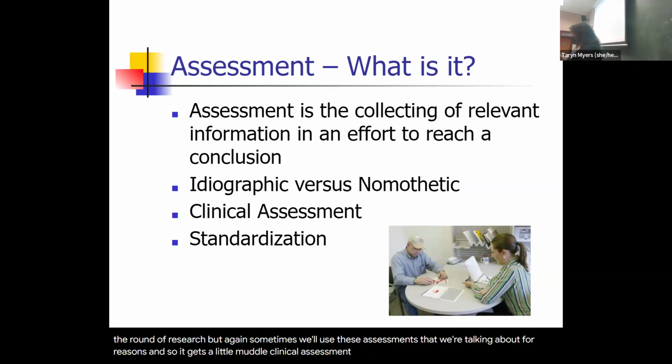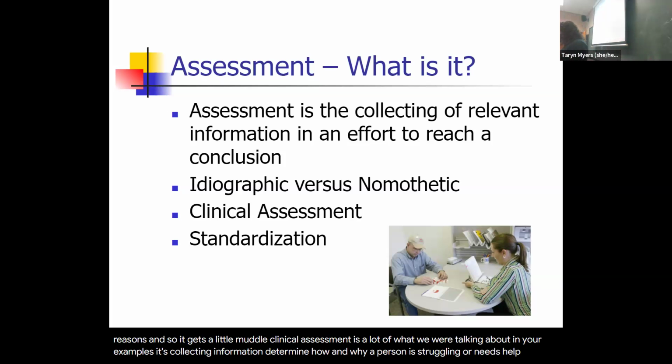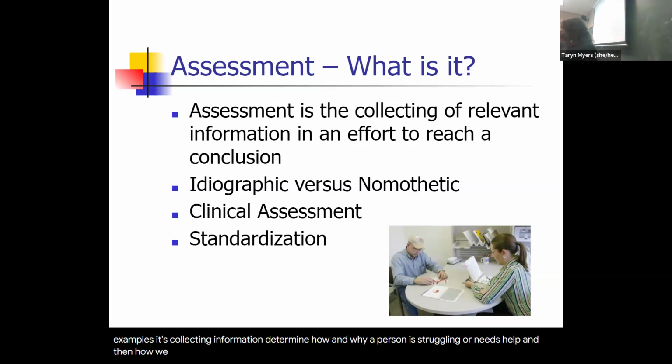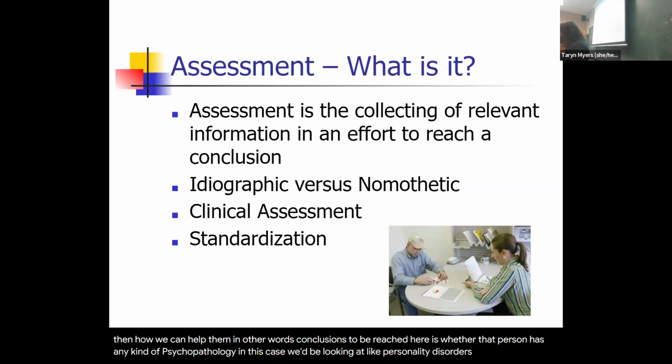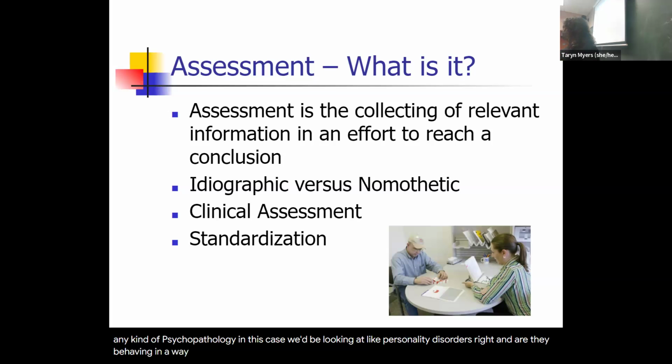Clinical assessment is a lot of what we were talking about in your examples. It's collecting information to determine how and why a person is struggling or needs help, and then how we can help them. In other words, the conclusion to be reached here is whether that person has any kind of psychopathology. In this case, we'd be looking at personality disorders, right? And are they behaving in a way that's different? Are they feeling in a way that's different? And again, using that information to treatment plan. What can be done to help this person?